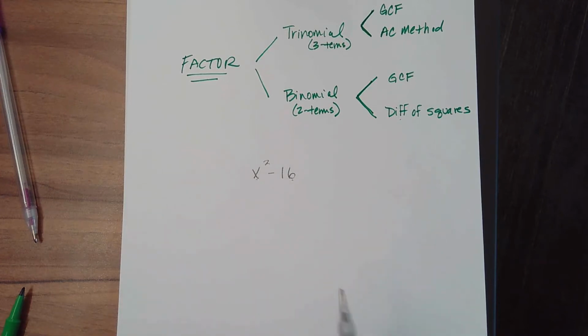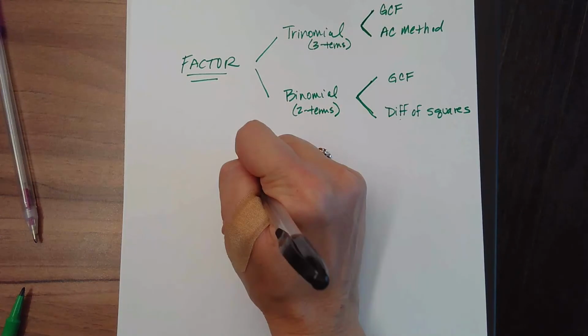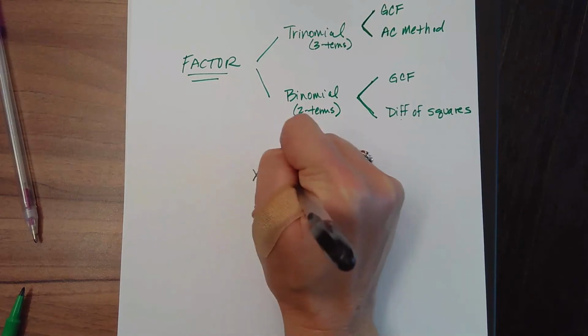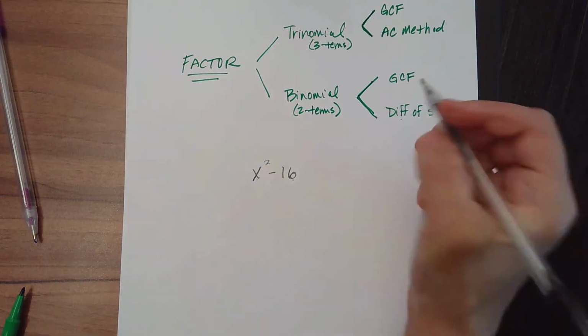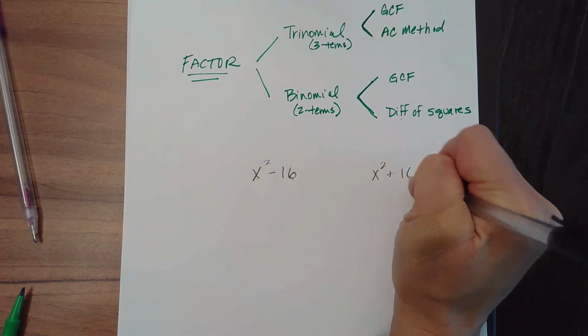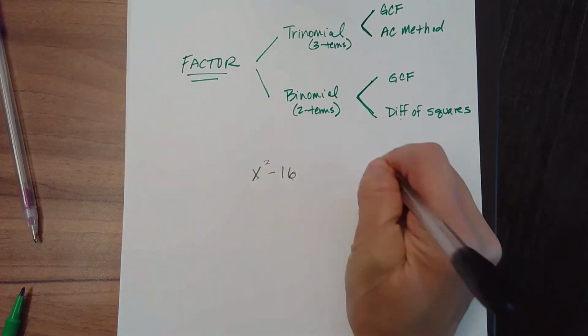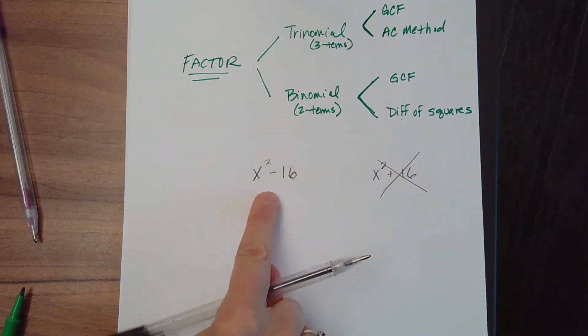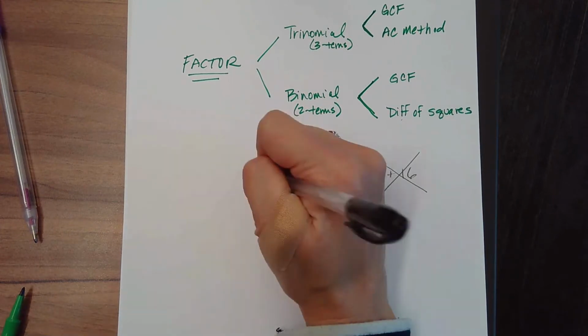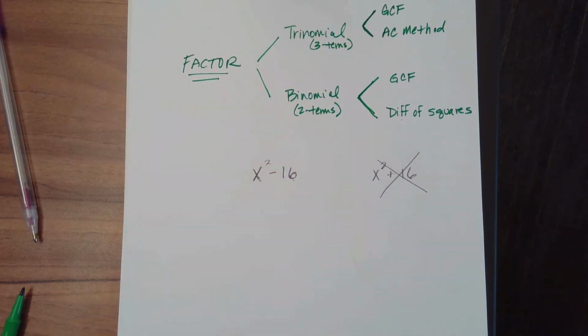It happens a lot more frequently than you might think, so that's why we talk about this method. What I want to make sure you understand is that if I had the sum of 2 perfect squares, this is not factorable. Only the difference of 2 perfect squares. You might notice here this is a binomial, right? 2 terms. There's no middle term. That's what makes this different than the trinomial.